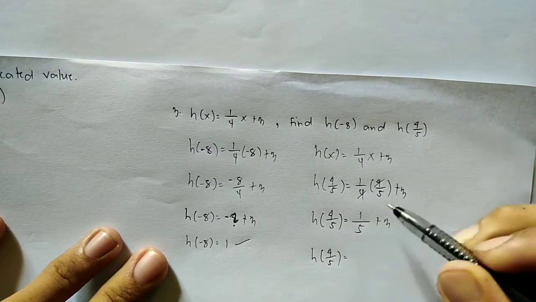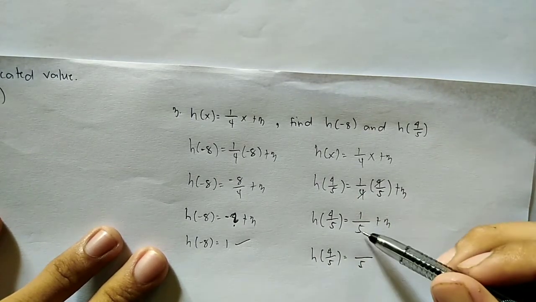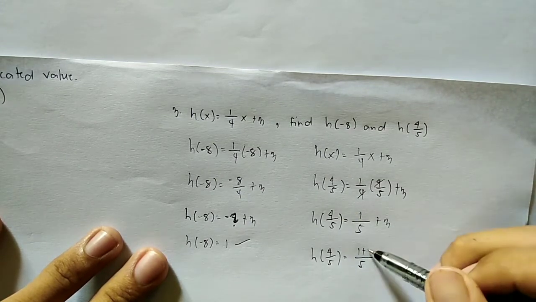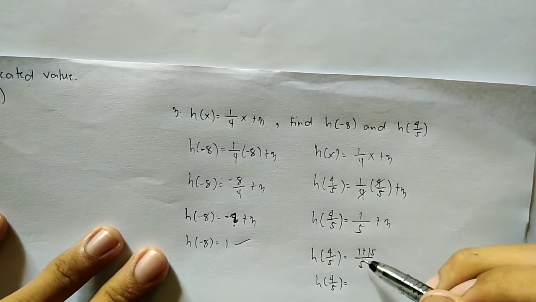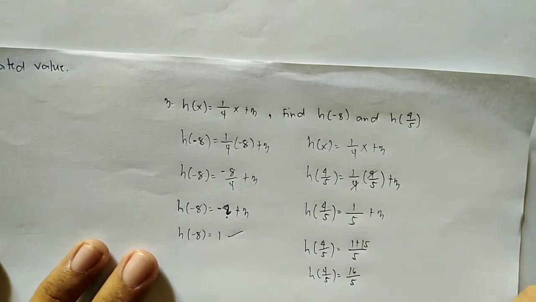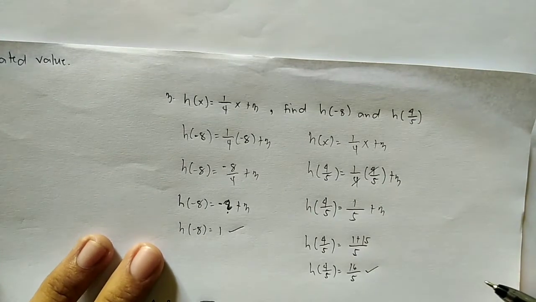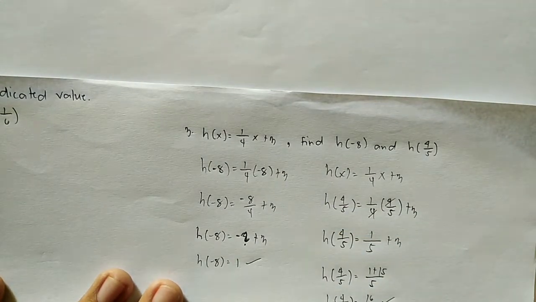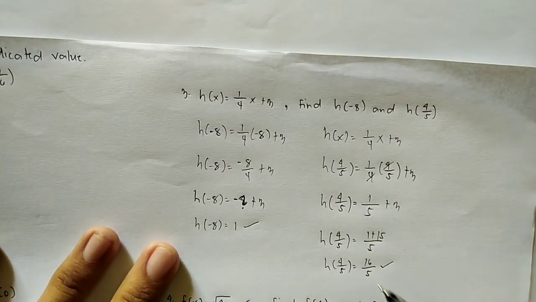We have to simplify this further. h of 4/5 is equal to 1/5 plus 3. The least common denominator will be 5. So 5 divided by 5 is 1, times 1 is 1. Then plus 5 times 3, that is 15. So h at 4/5 is equal to 1 plus 15, that is 16 all over 5. Since this can no longer be reduced to lowest terms, we can consider this our final answer. So the value of our function defined by h of x equals 1/4 x plus 3 at the indicated value of x, 4/5, is 16/5.